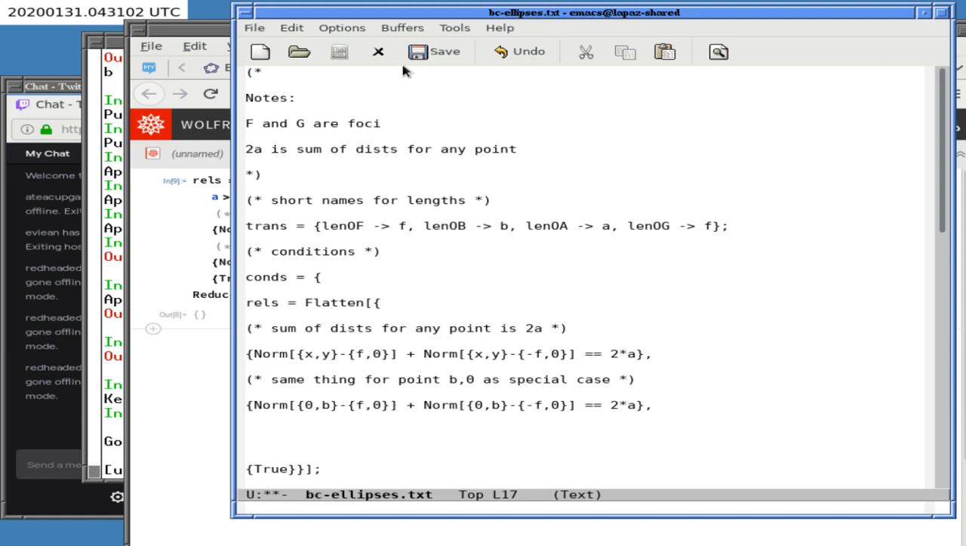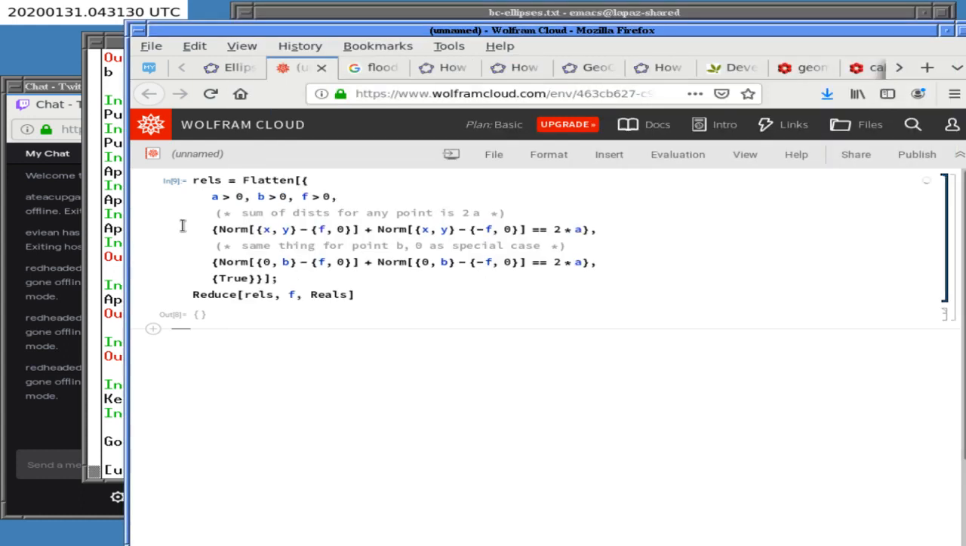A is greater than 0. B is greater than 0. A is greater than B. f is greater than 0 because it's a length. X and y are both real numbers, although we don't know that they're positive. Okay, so we have this. Then we have this and this. And let's go ahead and do this.